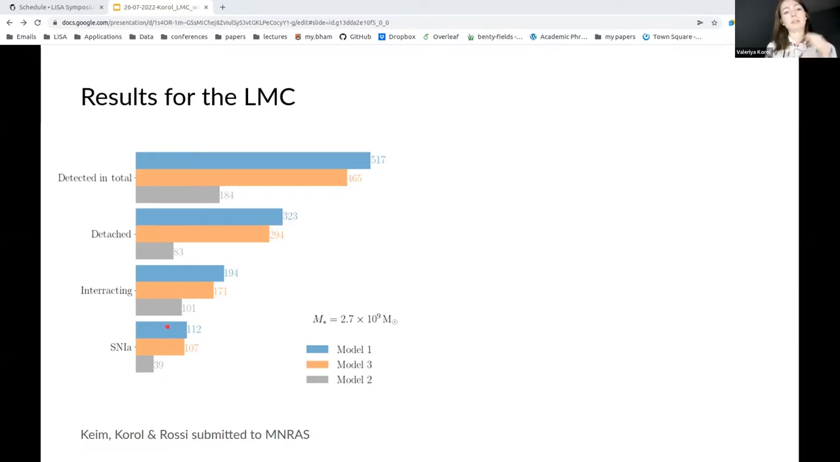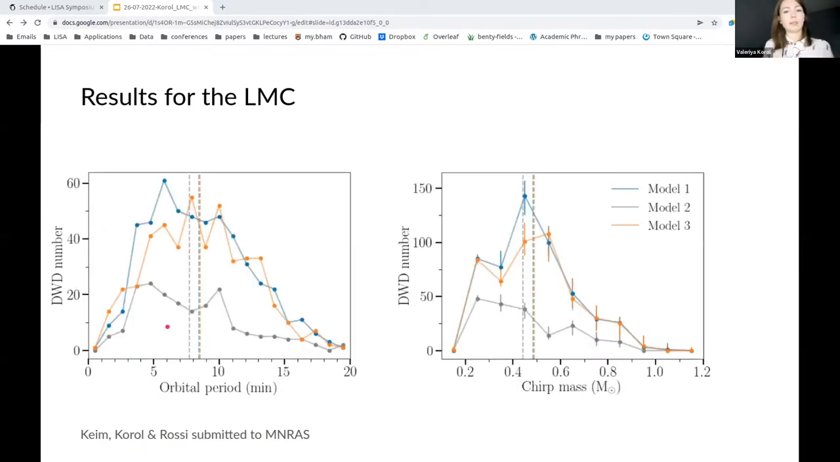And we show that it will be able to do that not only in the Milky Way, but also in the LMC. Again, here I'm showing you the distribution of the binary orbital period and the chirp masses. I would like to highlight these vertical lines that show you the means of the respective distributions. And again, the blue and the yellow, so the models based on the observed star formation history, sort of overlap.